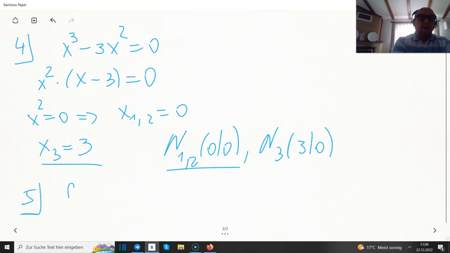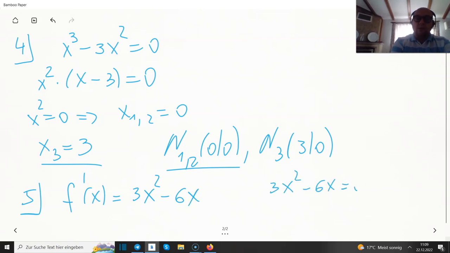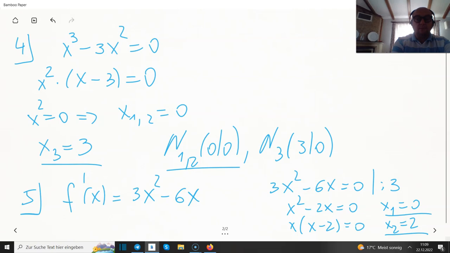So 5. First derivative, we're going for extreme values. 3x squared minus 6x. Let's put 3x squared minus 6x equal to 0. I can divide it by 3, and I would have x squared minus 2x equals 0. Now I can take x out, so this is x times x minus 2 equals 0. So x1 is 0, x2 is 2. We mentioned that if there is a double zero point, then the first derivative is equal to 0 as well, which is true.